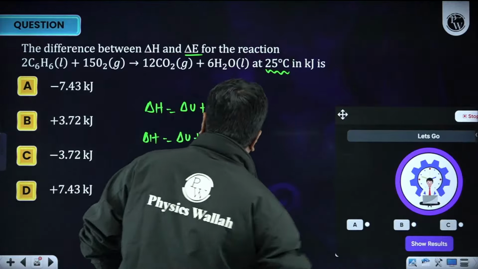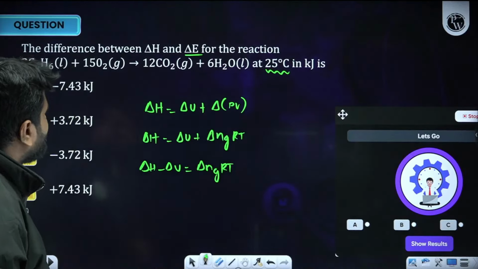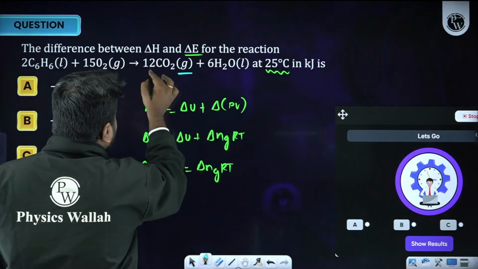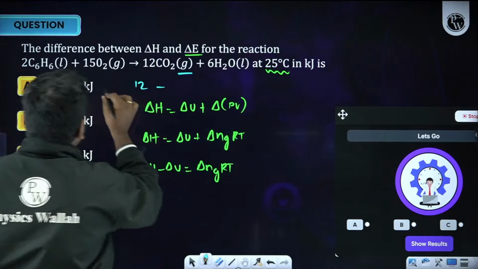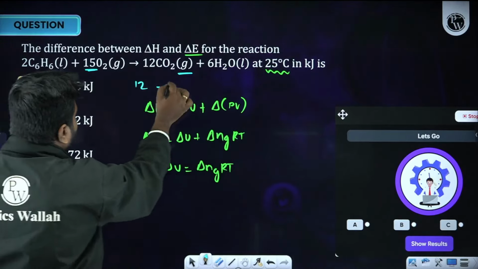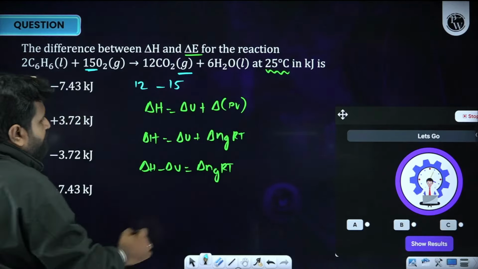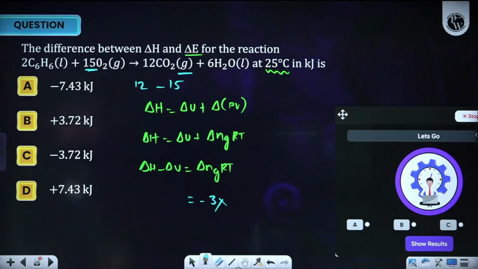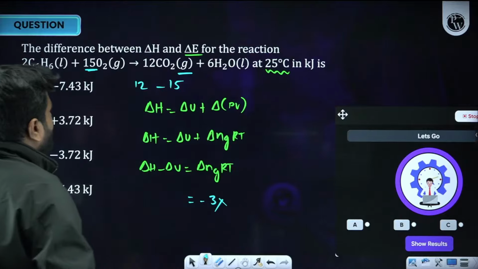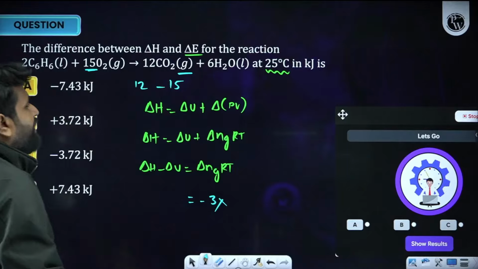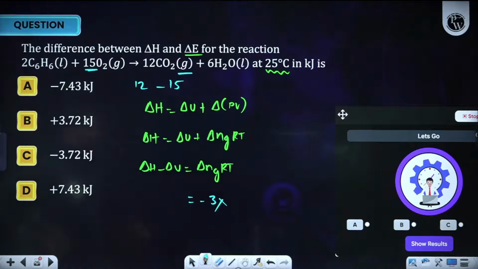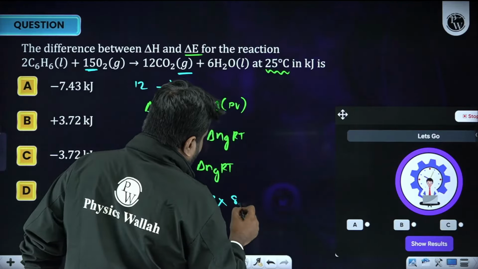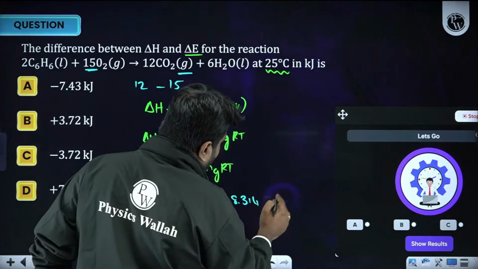Now what exactly are they asking? Delta ng is applicable only for the number of moles of gas. How many moles of gas are there on the product side? 12. Minus, on the reactant side, how much do I have? 15. So 12 minus 15 means minus 3, into the R value. We are dealing in kilojoules. So if I want to write 8.314, that is joule per Kelvin per mole.